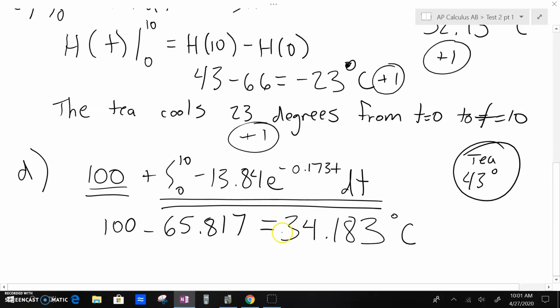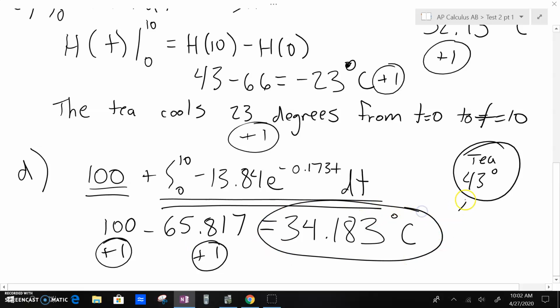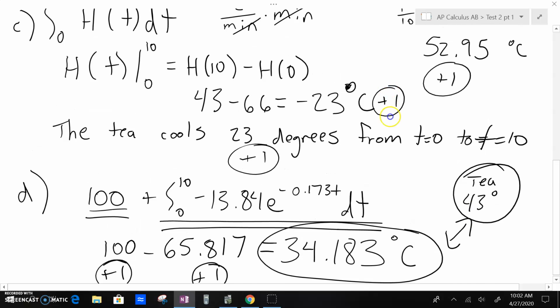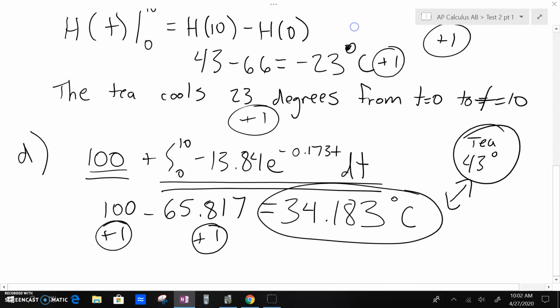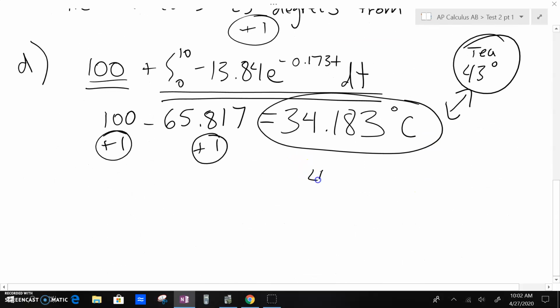So correctly computing the integral gets you a point, making sure you use the 100 gets you a point, and then doing the comparison, the final kind of nonsense thing. We need to compare back to the 43 degrees and say, okay, well, the tea is warmer or the biscuits are cooler. Let's see how they asked it. How much cooler are the biscuits than the tea? So your very last point, and this is the little bit I chuckle at, is they're actually having you compute this amount and saying the biscuits are cooler than the tea by whatever the heck that is.